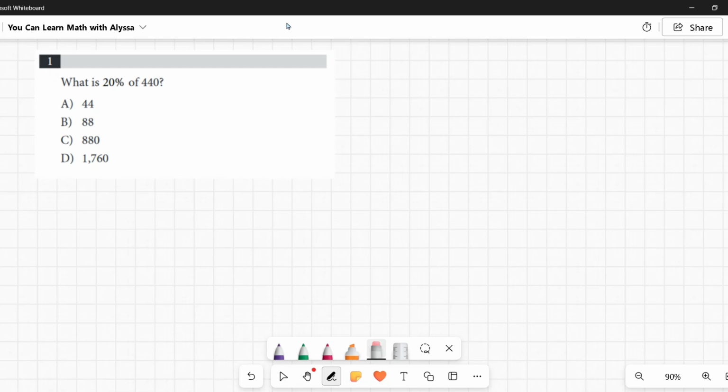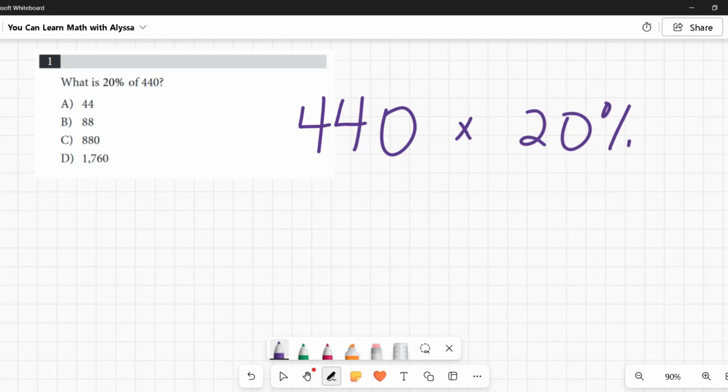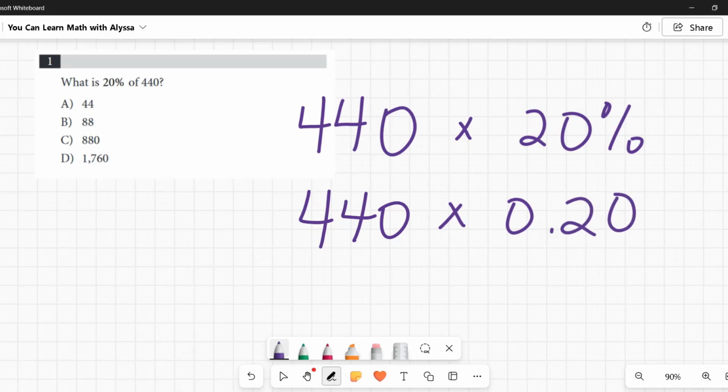Number 1, what is 20% of 440? Percents are one of those things that you can do multiple ways. When you are doing this with a calculator, you're going to be multiplying when you're saying what is this percent of a number. So we would be multiplying 440 by 20%, and 20% written as a decimal is 0.2 or 0.20. So if you're wanting to use your calculator, you can, and that's what you would put in to get your answer.